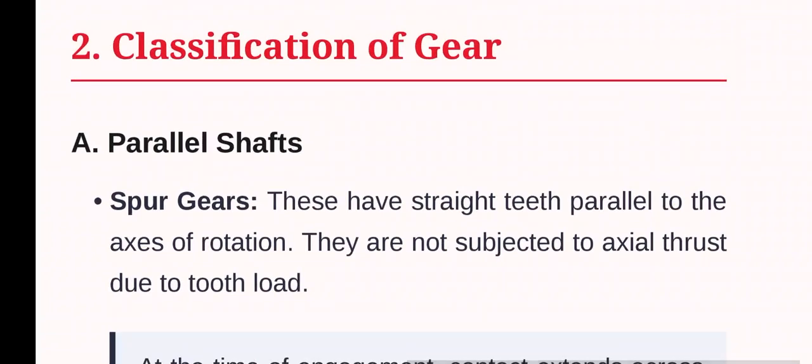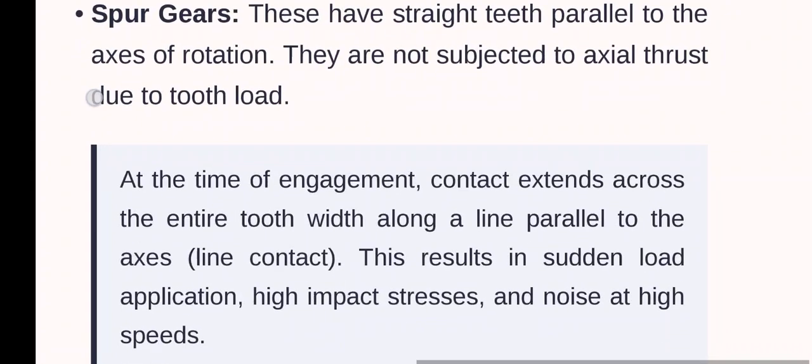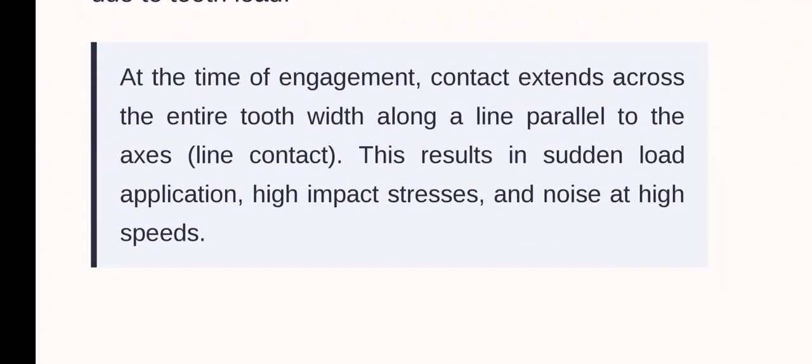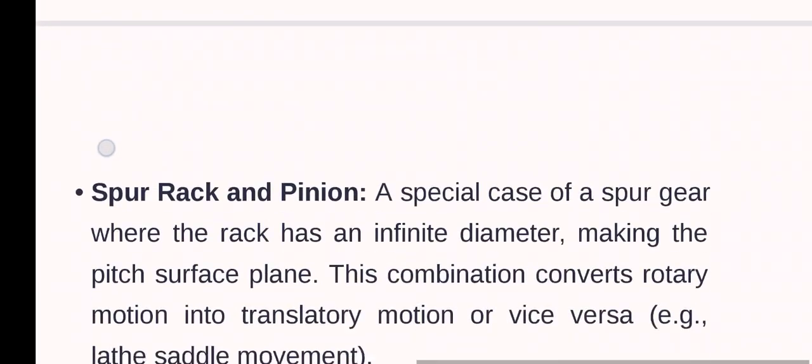Classification of gear. Parallel shafts, spur gears. These have straight teeth parallel to the axis of rotation. They are not subjected to axial thrust due to tooth load. At the time of engagement, contact extends across the entire tooth width along a line parallel to the axis. This results in sudden load application, high impact stresses, and noise at high speeds.